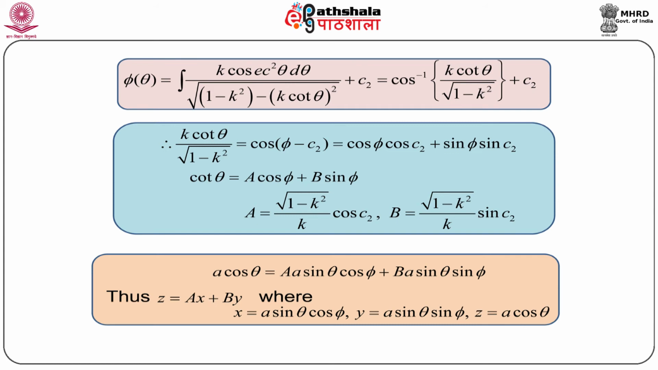If we multiply equation 1 by a sin theta, we have a cos theta equal to capital A into small a sin theta into cos phi plus capital B into small a sin theta into sin phi. This can be written as z equal to capital A into x plus capital B into y, where x, y and z are given by these expressions.